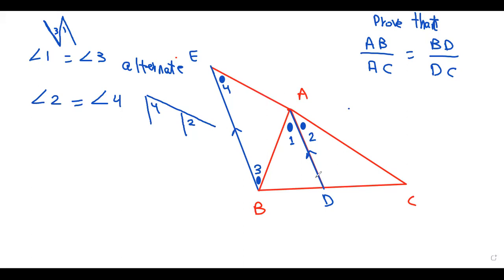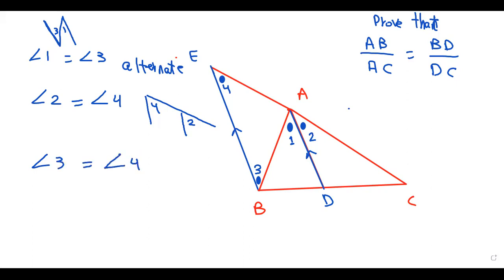And because AD is a bisector, angle 1 is equal to angle 2. And at the moment, angle 1 is equal to angle 3 and angle 2 is equal to angle 4. So we can say that the size of angle 1 is equal to the size of angle 2, is equal to the size of angle 3, is equal to the size of angle 4. So all of them are equal, and we can deduce that angle 3 equals angle 4.